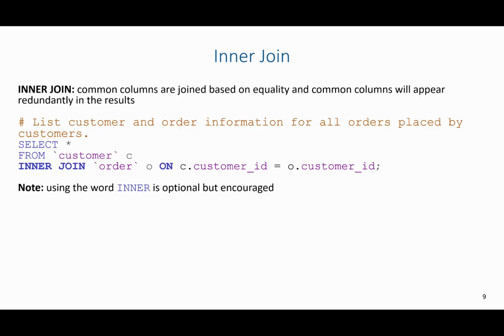So if I didn't provide those aliases of C and O, I'd literally have to write customer.customer ID and order.customer ID. So inner is optional, but the standards encourage us to use inner.